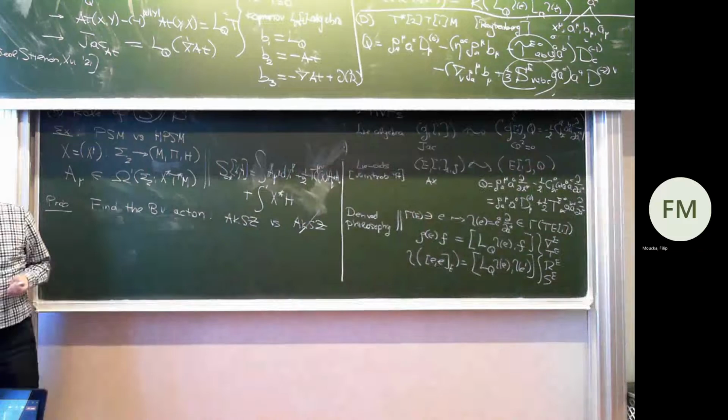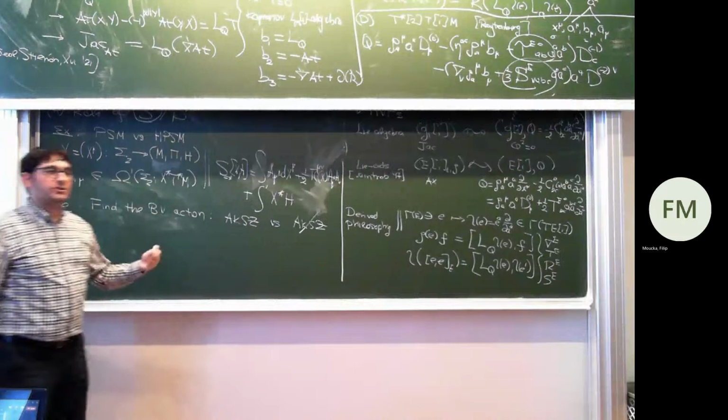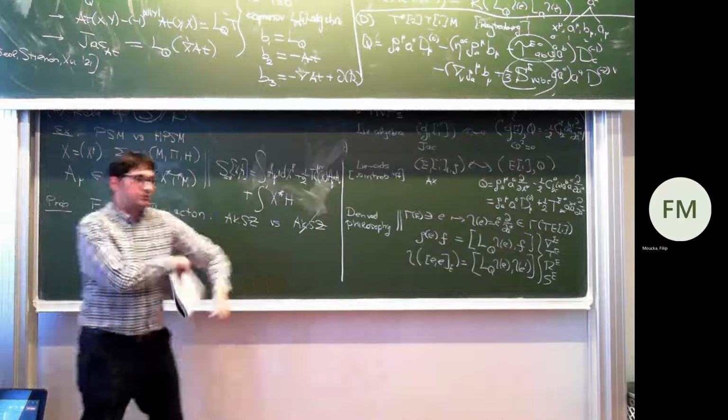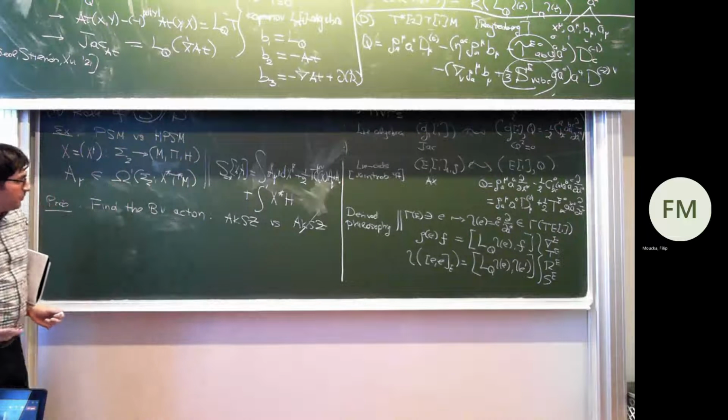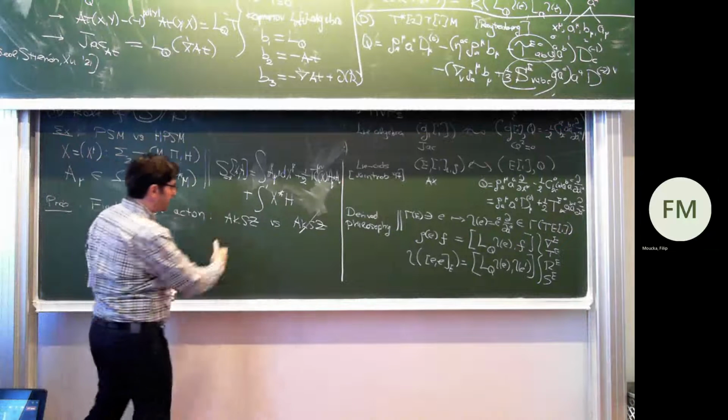So the AKSZ construction, I'm sure most of you know it. It's a way to get solutions to the classical master equation for topological field theories. And a prototype example is the Poisson sigma model. It's maybe the simplest AKSZ theory, maybe not.